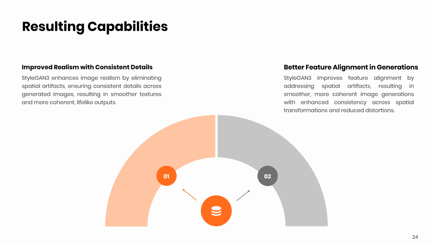StyleGAN 3 represents more than incremental realism. It embodies a principled shift toward alias-free generation and spatial consistency. In practical terms, you can think of it as moving from texture-level improvements to geometry-aware synthesis. The result is that edges, textures, and fine features align more faithfully as you navigate the image space, whether you rotate, crop, or zoom, without the familiar flickers or misaligned stitches that plagued earlier architectures.